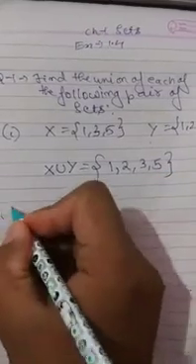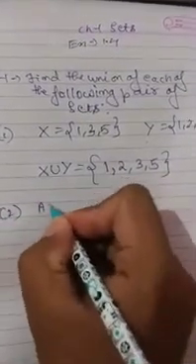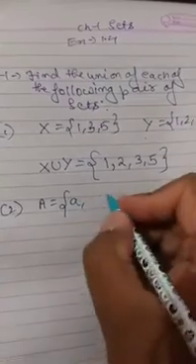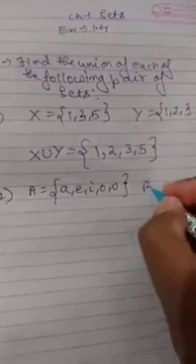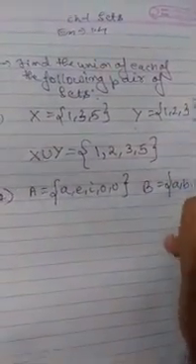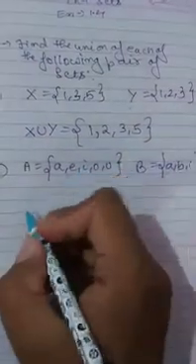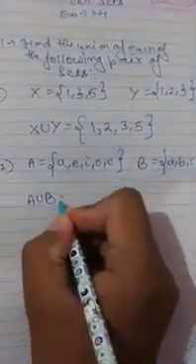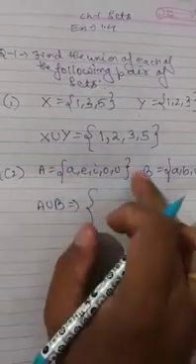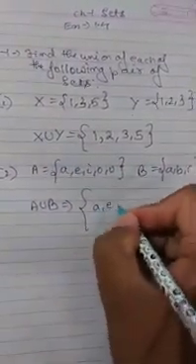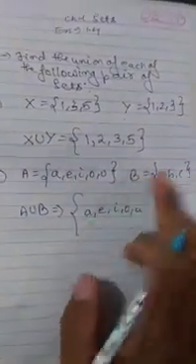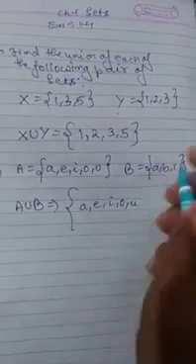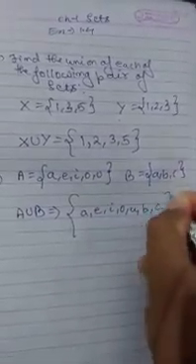Now the second question: A is given as {a, e, i, o, u} and set B is given as {a, b, c}. We have to find A union B. First we will write all the terms of A: a, e, i, o, u. Now we will see what is matching. A is matching, so we will not repeat A again. Now we will write b and c also. So this is A union B.